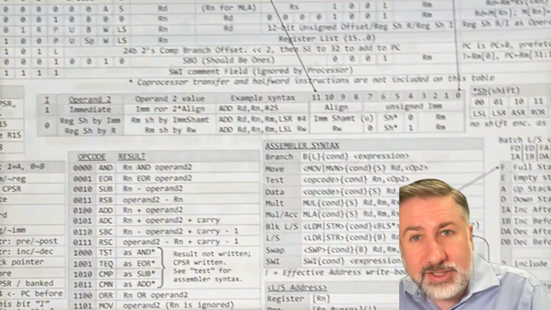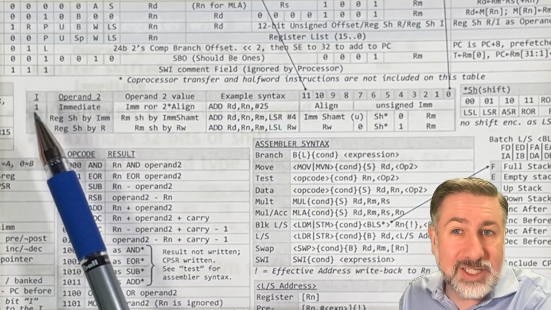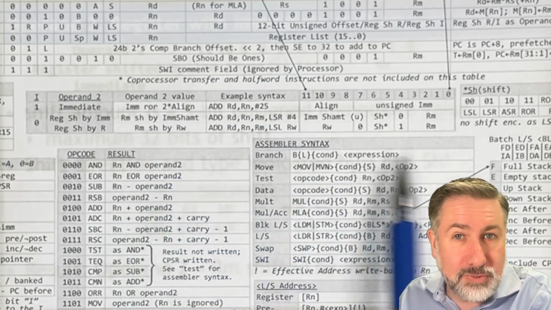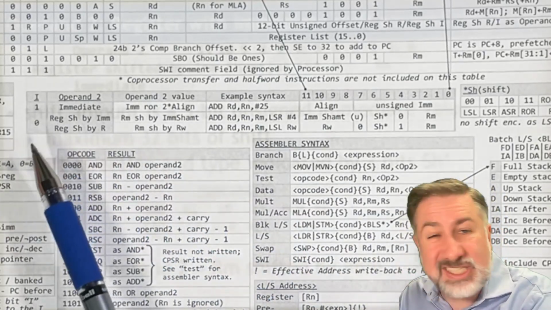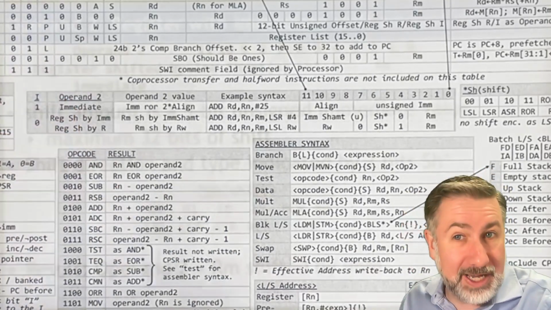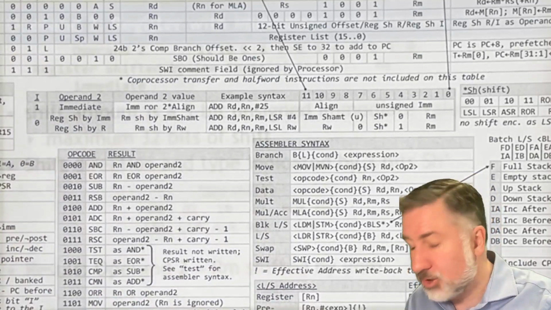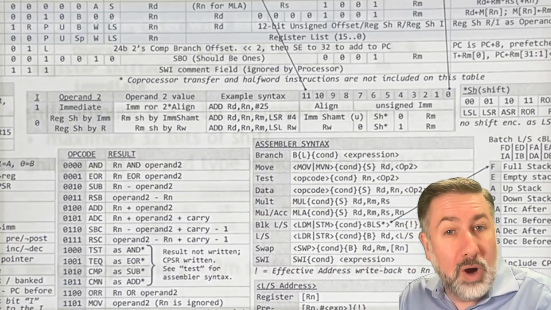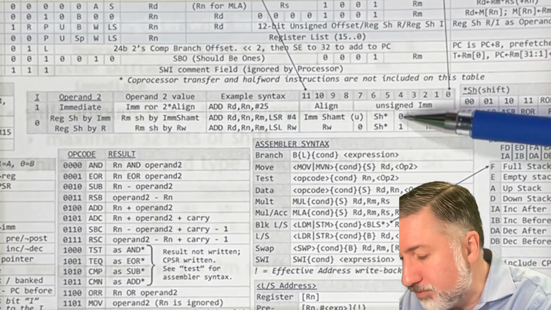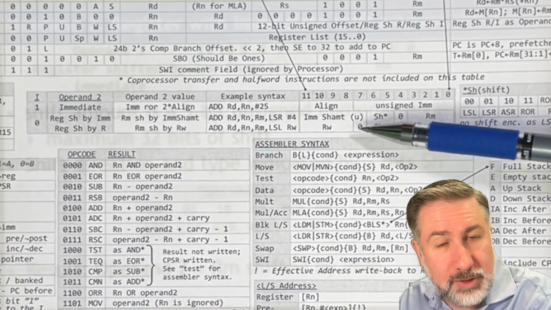Actually, here is the sheet, and there are 3 ways to interpret operand 2. If the I flag is 1, then it's an immediate value, which is an immediate value rotated by twice the alignment, which we just talked about. If the immediate flag is 0, there are 2 possibilities. You're going to take a register and shift it by an immediate value, or you're going to take a register and shift it by a register value. So in both of these cases, we're shifting. What we shift by is specified in this flag here. Bit 4 says whether we're shifting by an immediate value or by a register value.